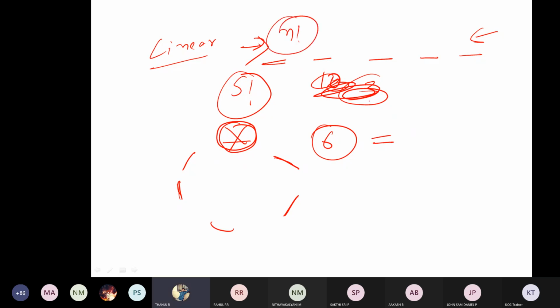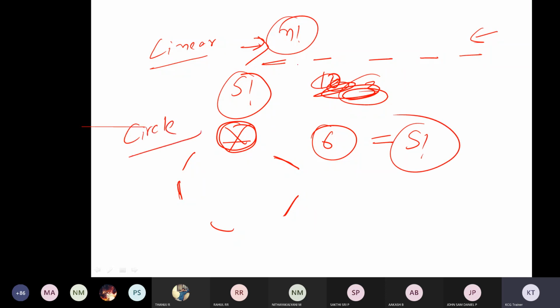5 factorial. That's all. What is the difference between linear and circle? For linear, n people, n factorial. But for circle, for 6 people, it is 5 factorial, that means it is n minus 1 factorial. Is that clear, guys? For linear, n people, n factorial. For circle, n people, n minus 1 factorial.